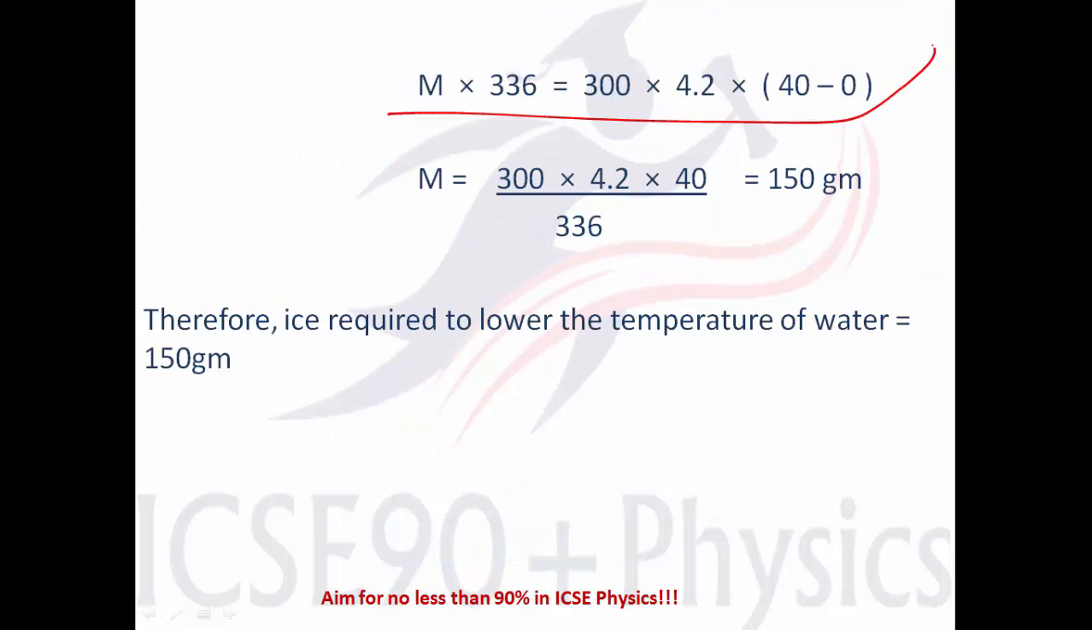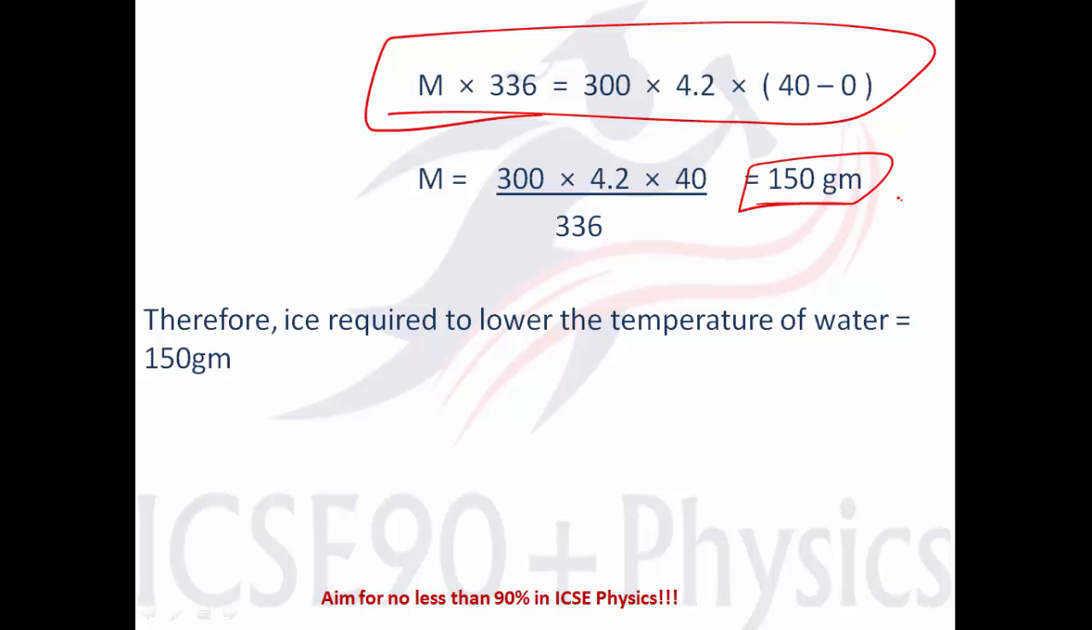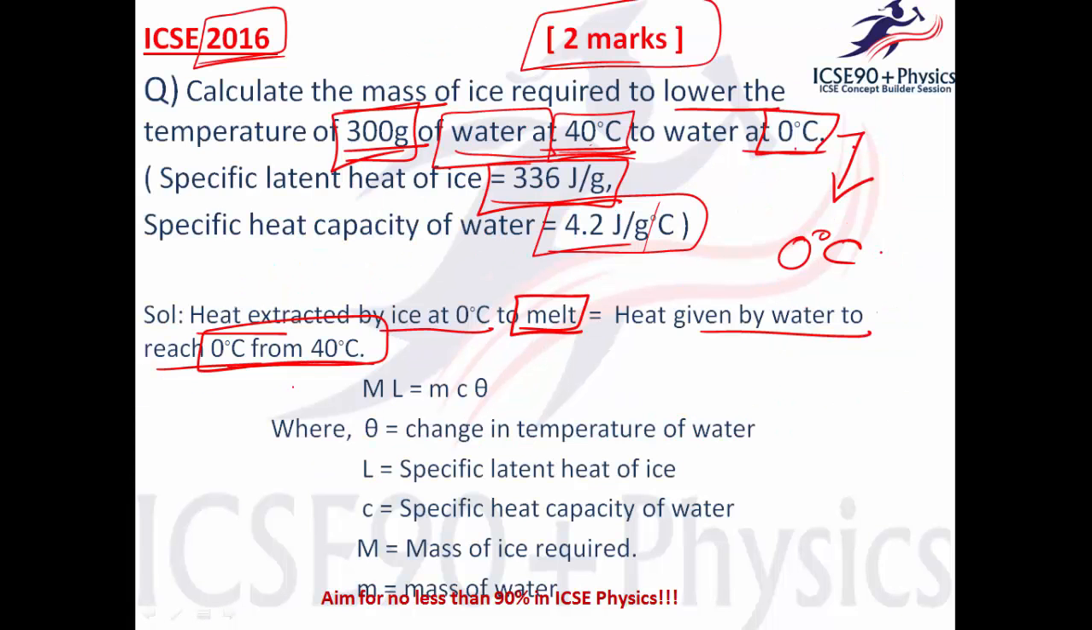So this is the equation that we get solving. The mass of ice is straight away 150 grams, and we can thus say that the ice required to lower the temperature of water is 150 grams. As easy as that. That's gonna fetch you 2 marks straight away for one such question in the year 2016. Very important indeed.